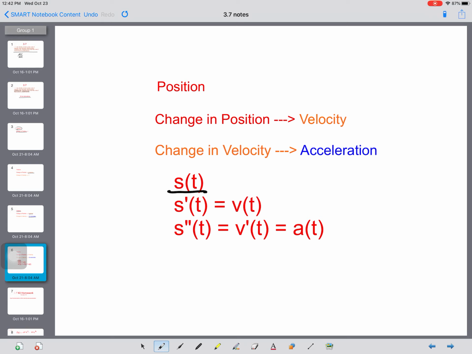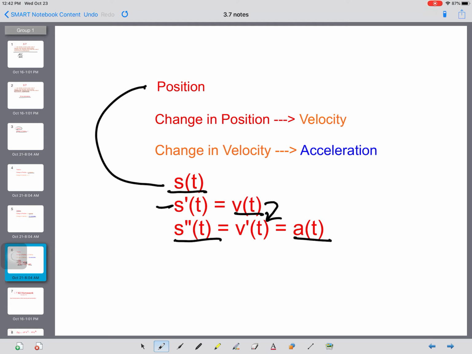If S of t defines your position, I don't know why they use S, they just always seem to, then the derivative of S would be velocity, and the second derivative of S would be your acceleration. And then likewise, the derivative of velocity would be acceleration as well. And so we're going to use that idea in this section.